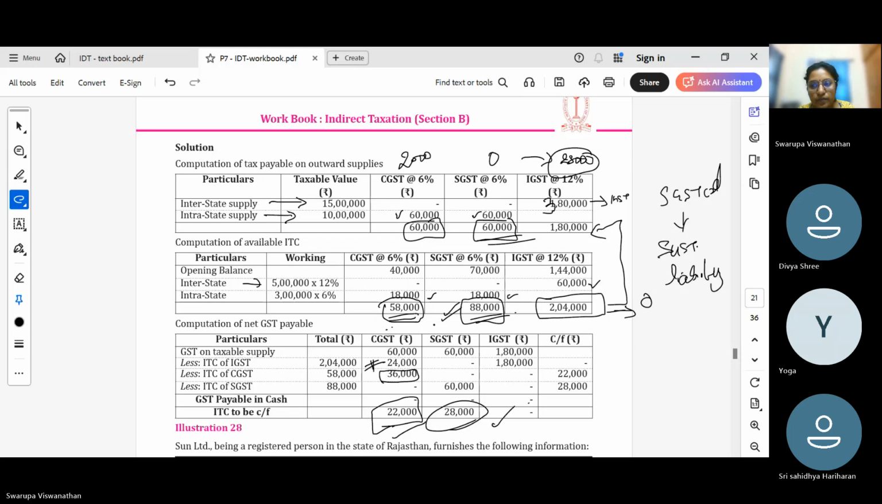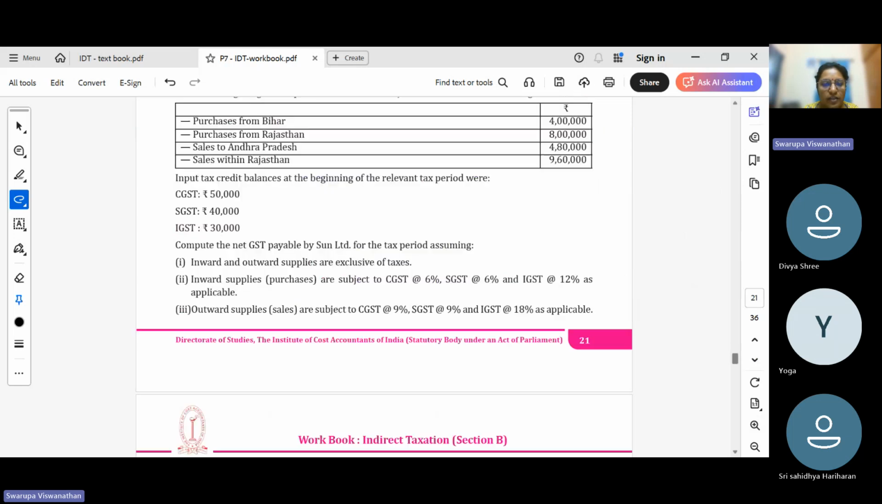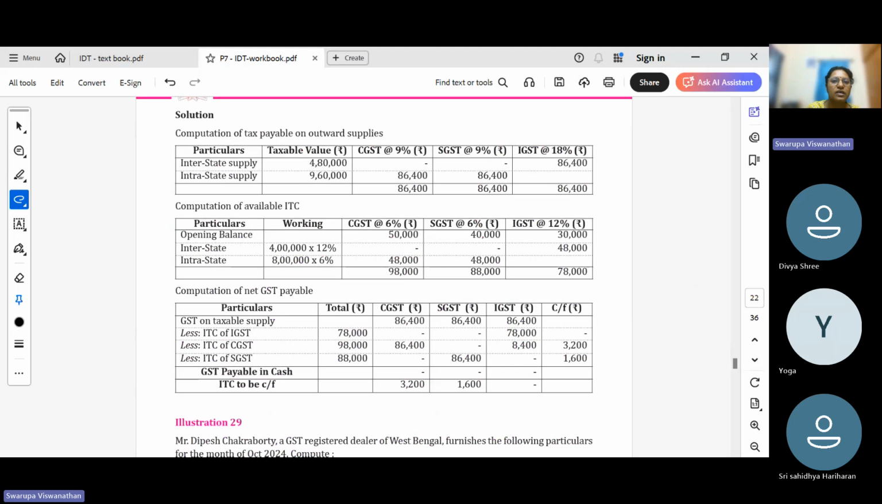Okay. So that waterfall mechanism of how you have to adjust that part, you should be very thorough. Then only you will be able to solve these kind of sums. If it is a bit complicated, like a higher IGST payable, it becomes a little complicated. So you need to have a thorough understanding about how you can adjust the ITC against the outward liability.